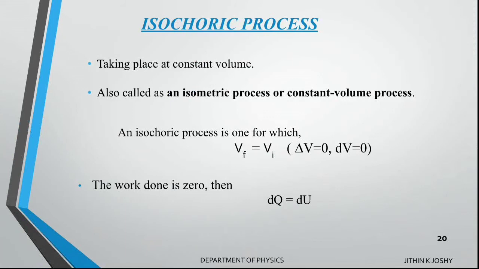That is, Vf is equal to Vi. It is because the change in volume dV is equal to 0. The work done in an isochoric process is 0. So, the change in the heat applied is equal to the change in internal energy. That is, dQ is equal to dU.